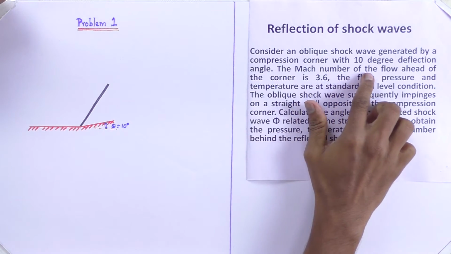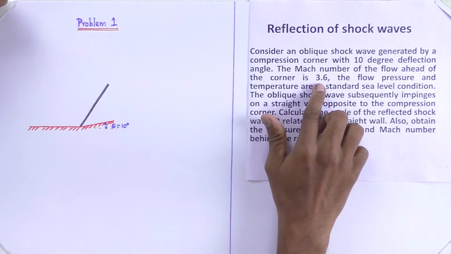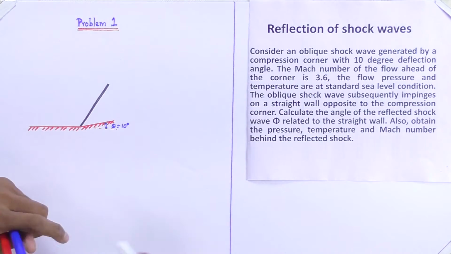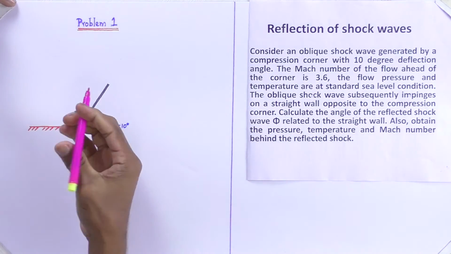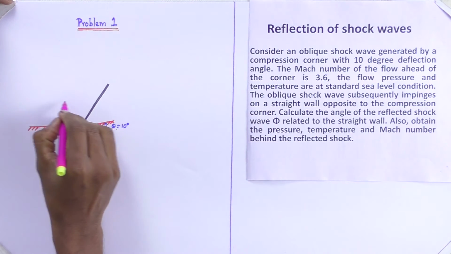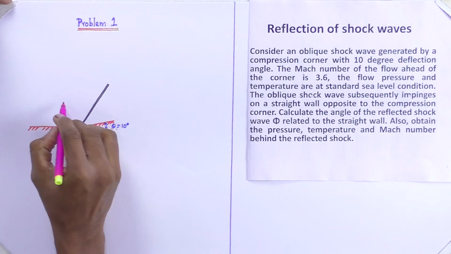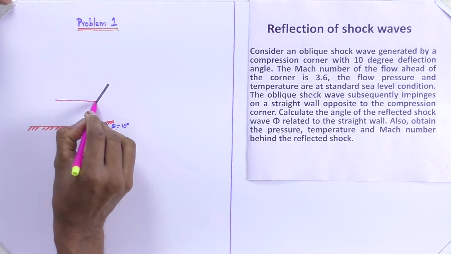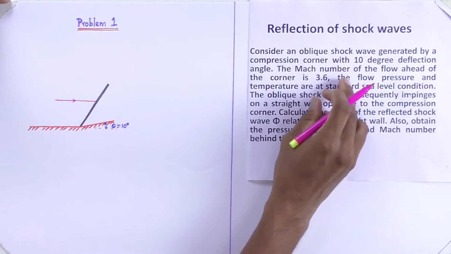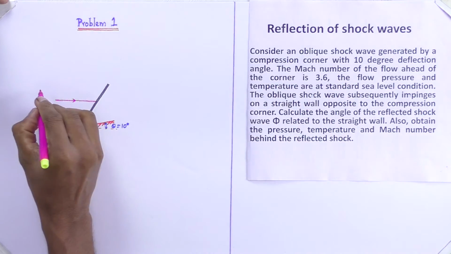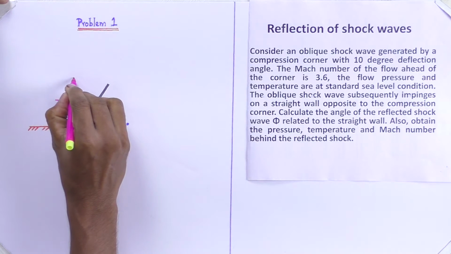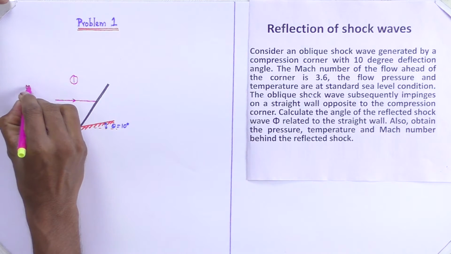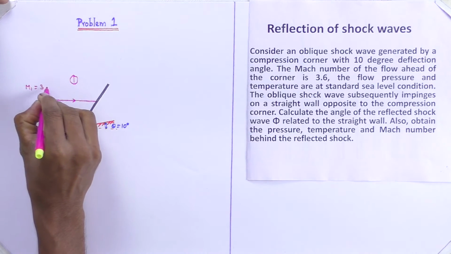The Mach number of the flow ahead of the corner is 3.6. Let's say we have a flow here, so the flow direction will be parallel to this surface. Let's say this is region 1, so here the Mach number value is 3.6.